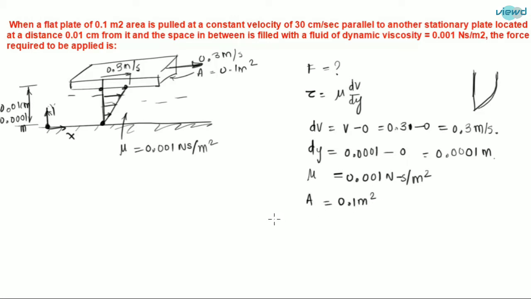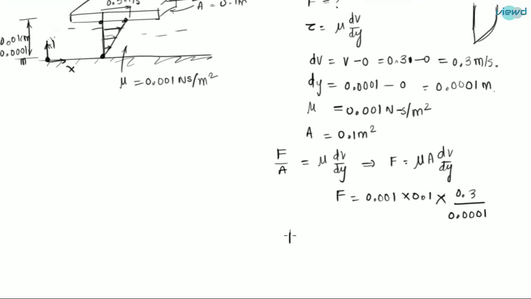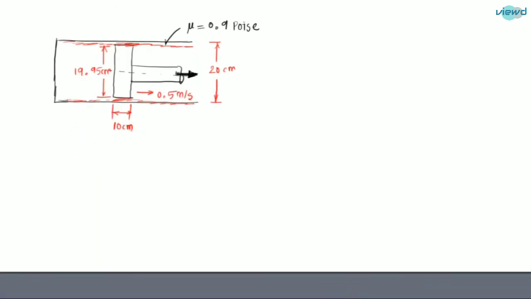So tau can be written as F by A. Force by area is the shear stress, mu into dv by dy. So force can be written as mu A dv by dy, and force is equal to, what is mu? 0.001 Newton second per meter square, and the area is 0.1 meter square into the velocity 0.3 divided by 0.0001 is dy, and if we solve this, we get 0.3 Newton as answer. So this is how we need to solve. Let us see another problem.